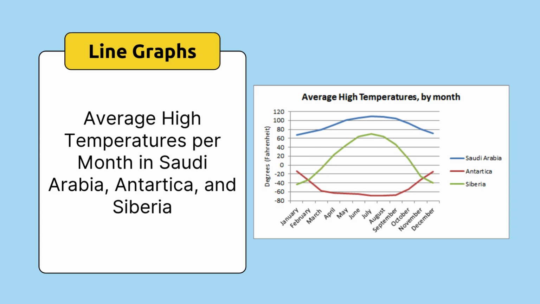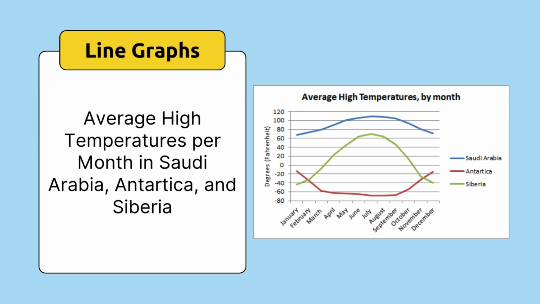A line graph shows how something changes over time, like temperature or sales. Each point shows one moment, and the line shows the pattern. A line graph is composed of an x-axis and a y-axis. The y-axis is the vertical component and the x-axis is the horizontal component. The y-axis is the dependent variable and the x-axis is the independent variable.